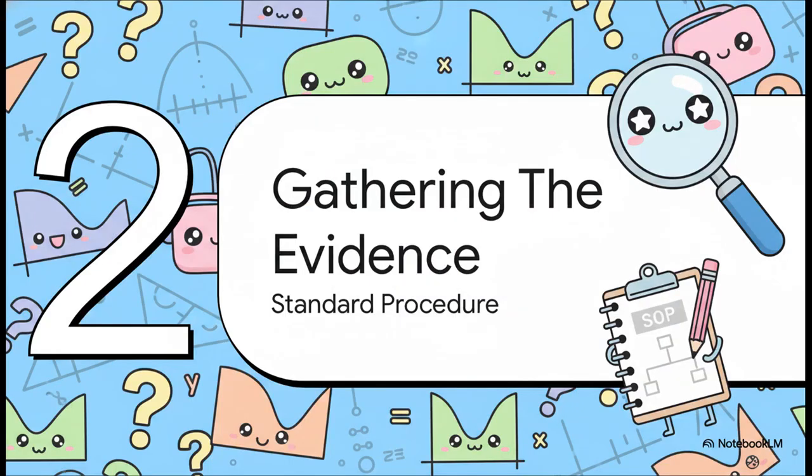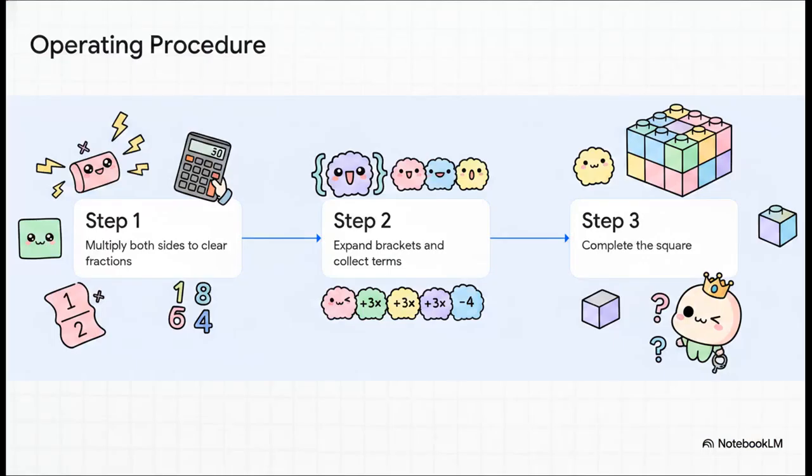Moving on to Section 2. Gathering the evidence. Standard operating procedure. Listen, no detective ever solved a case by panicking at a messy crime scene. We rely on a really structured step-by-step methodology to bring order to the chaos. So here is our tactical plan.